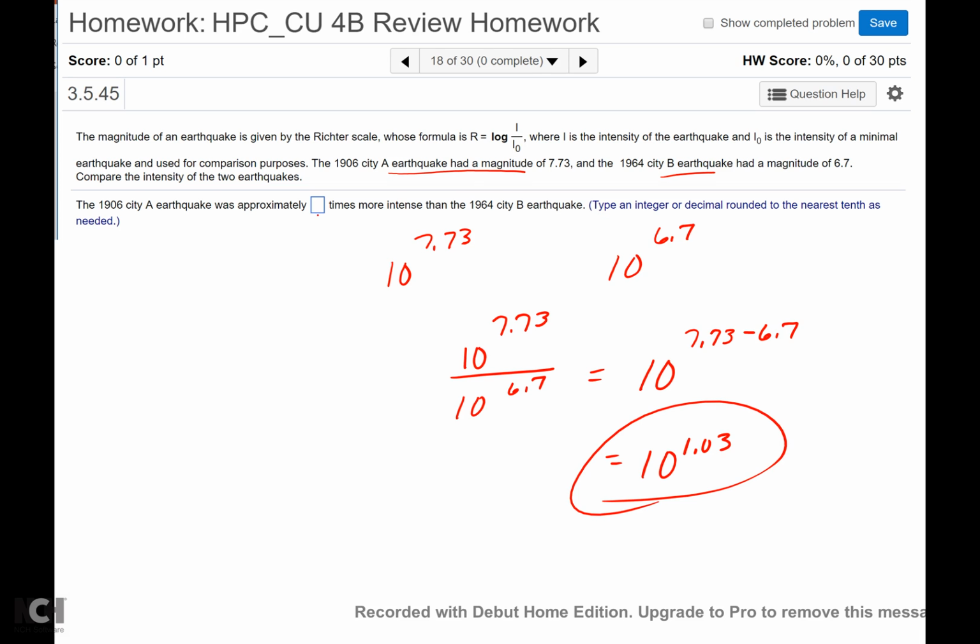The difference in the Richters. I was looking at this. Type an integer or decimal rounded to the nearest tenth. So 10 caret 1.03. It's about 10.72 times stronger. Okay?